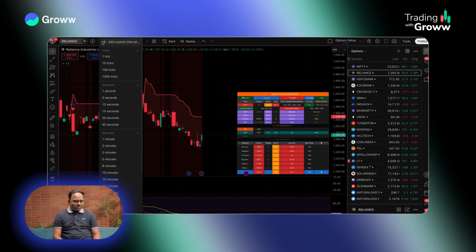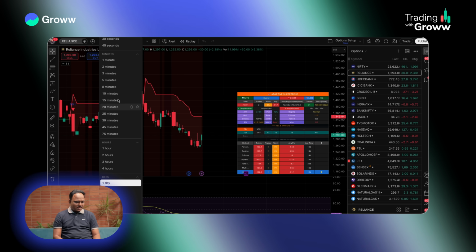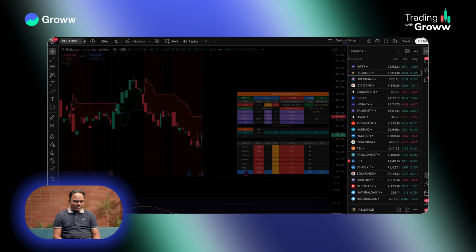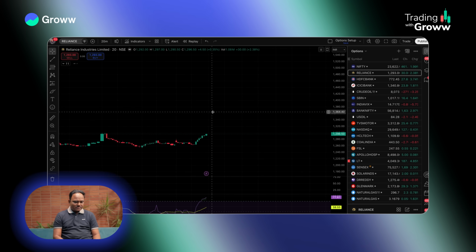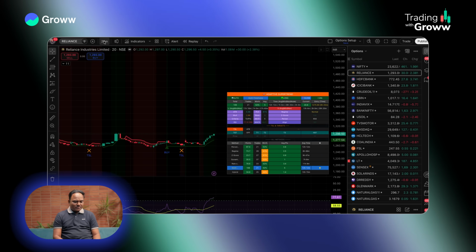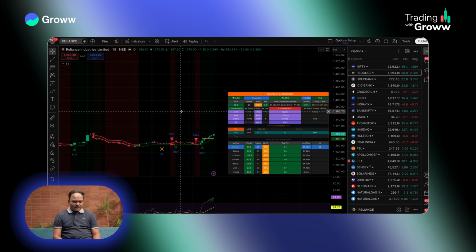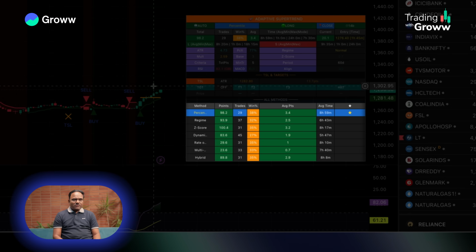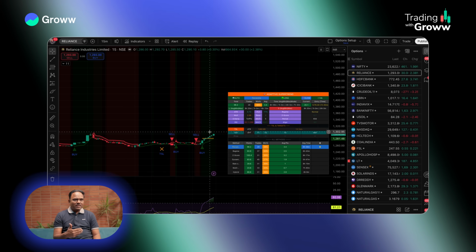So let me now change this to, let's say, 15 minutes, and then maybe 20 minutes, and see whether it is going to be anything better. I think 20 minutes obviously looks better, and then you can go to 15 minutes and see. 15 minutes also is definitely good. The indicator is so easy, anybody can take the directional trades. This is, I would say, a long short trade.